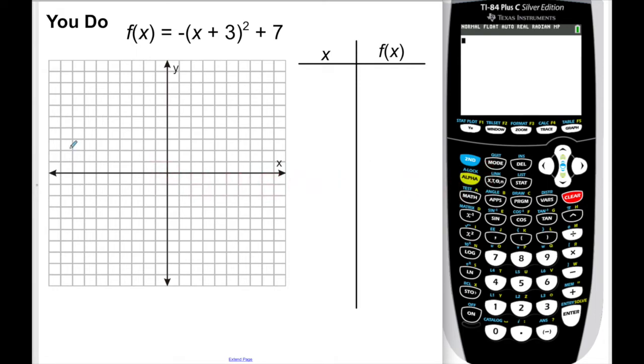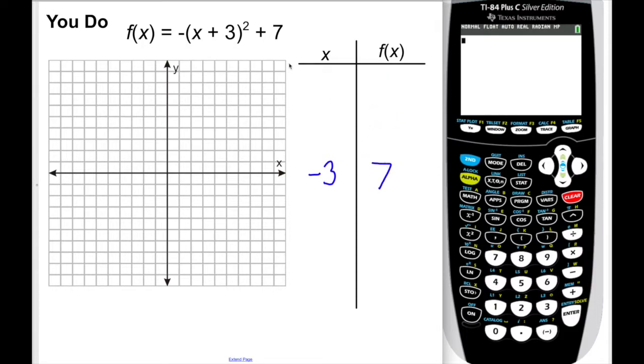All right, so remember, the first number we're going to plug in is what? Since this is vertex form, we're going to plug in -3. And we plug in -3, what should come out? What should come out is 7, because this will be 0 plus 7, okay? And remember, you do want to make your vertex in the middle.